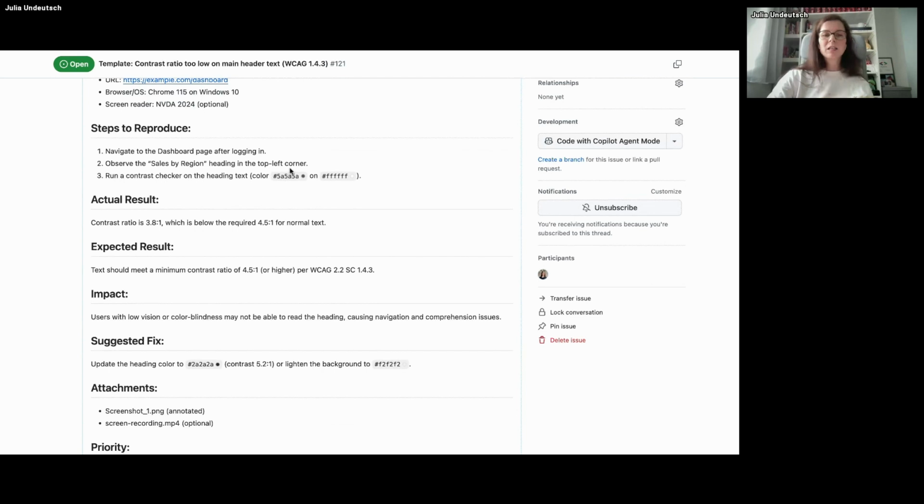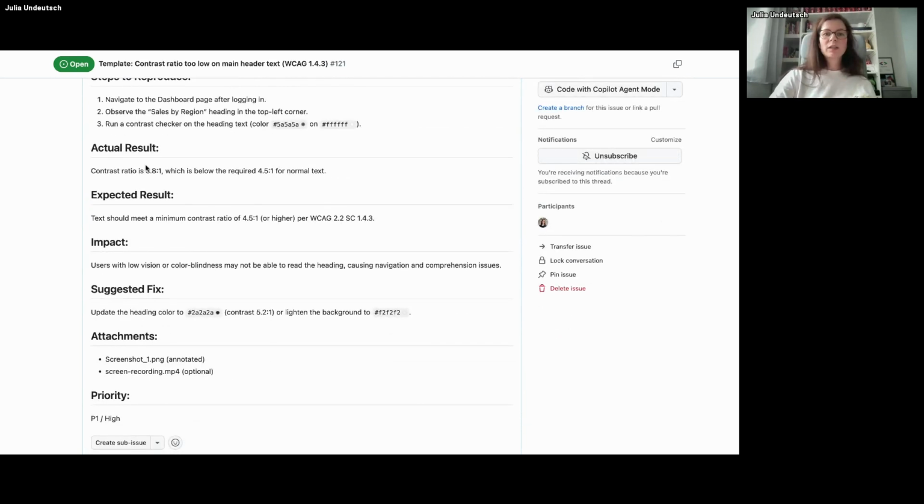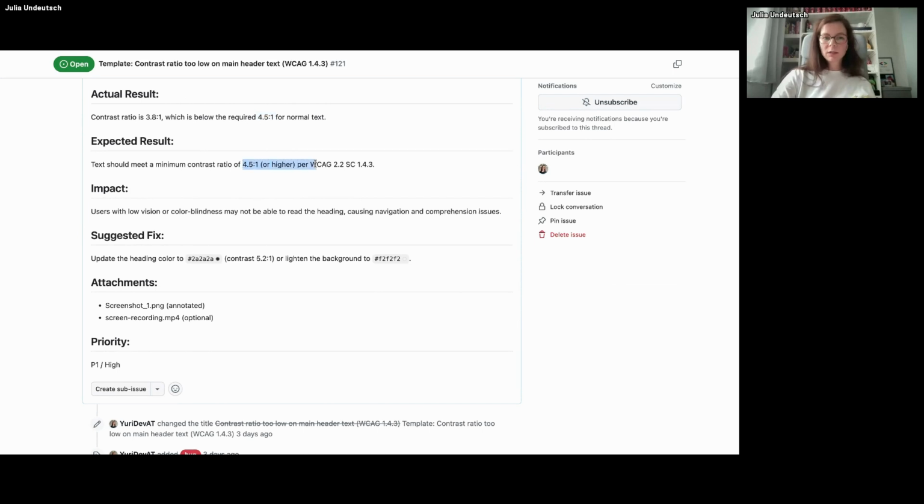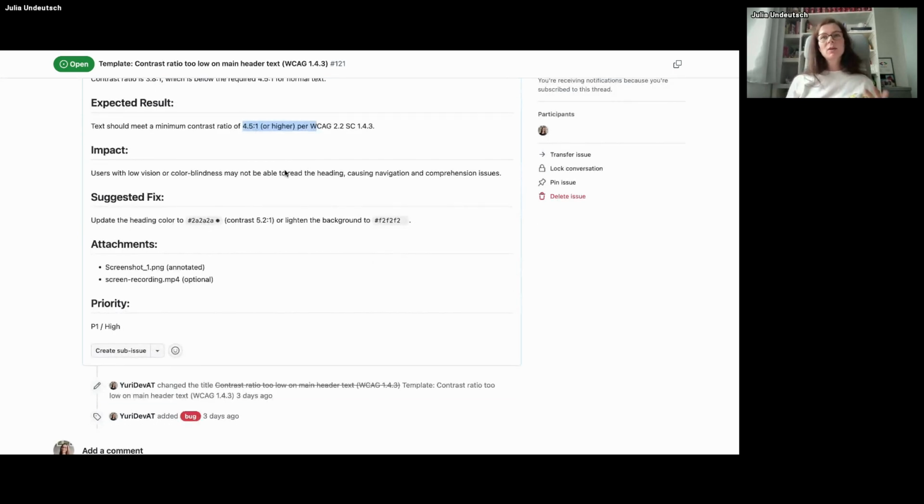You should be as detailed as possible, and state what the actual result is, and why this is a failure, and what is the minimum we have to achieve to make it work, what the expected result is. Also give them information about the impact.